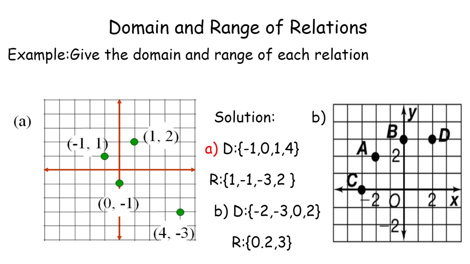And the graph of the relation in figure B has the domain, the set of numbers -2, -3, 0, 2, and the range consists of the numbers 0, 2, and 3.